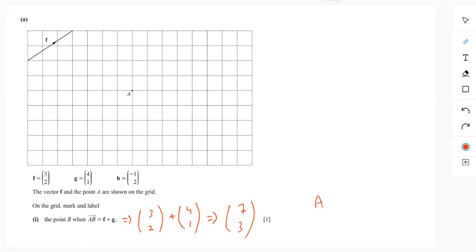ठीक है, इसका मतलब क्या है कि जो AB vector है ना, that is 7 and 3, 7 units horizontally and 3 units vertically. So आप A पे जाओगे, अच्छा 7 units right कितने बनते हैं? 1 2 3 4 5 6 7. You're right here. When you move 7 units to the right, and you go 3 units up from that, 1 2 3, point B is going to be here. That's your point B, because you're going 7 units right and then 3 units up. So mark B right here.